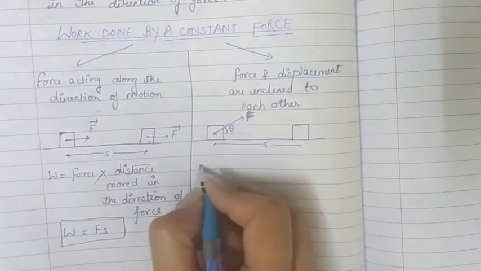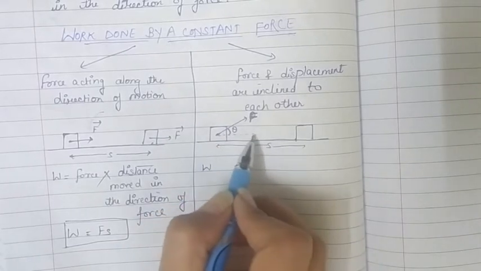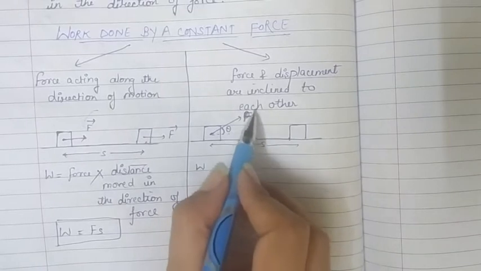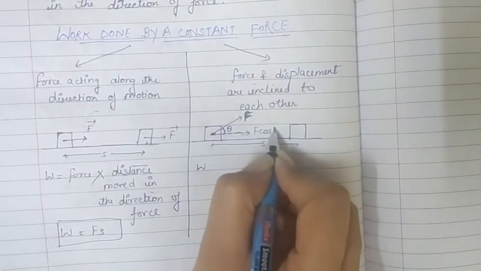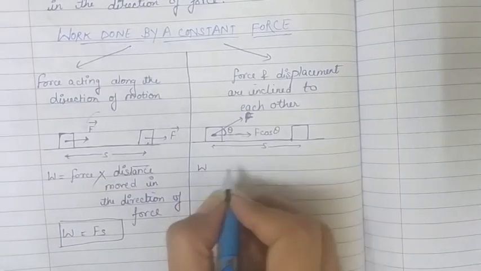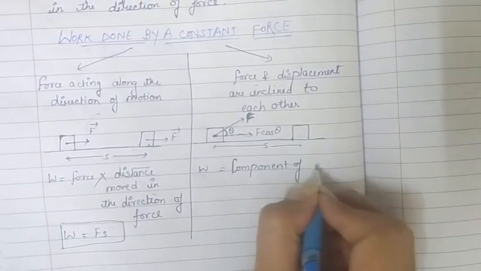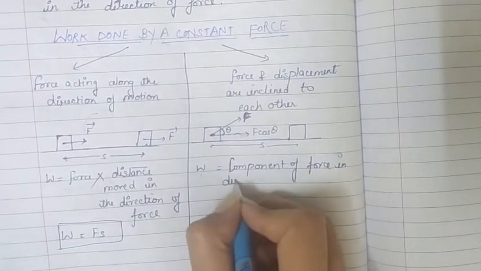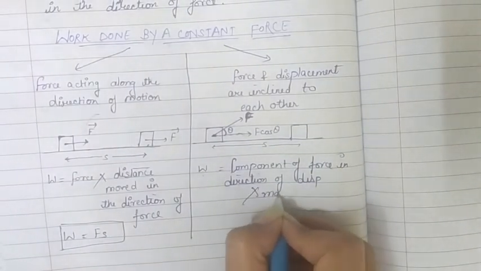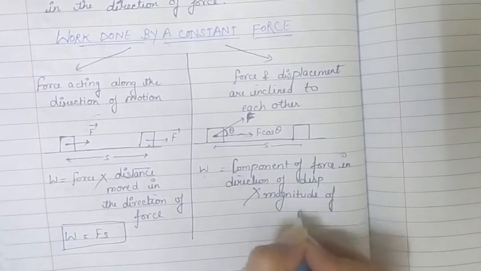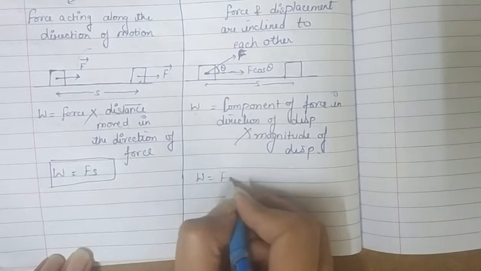So in that case, we define work done as the product of this displacement and the component of force in the direction of displacement. So if we want to find this component of this force in the direction of displacement, means in horizontal direction, we get this component is equal to F cos theta. We have to define work done as the product of the component of force in the direction of displacement into the magnitude of displacement. So we can write it as W is equal to F cos theta into S.